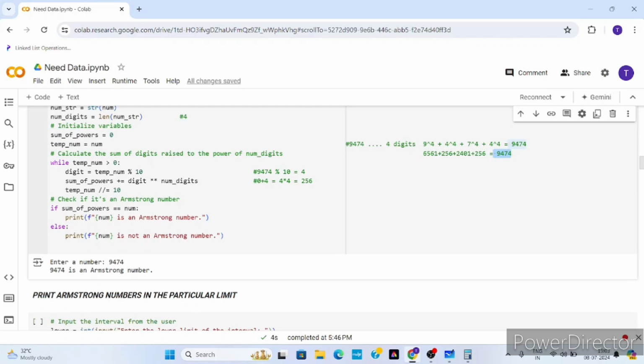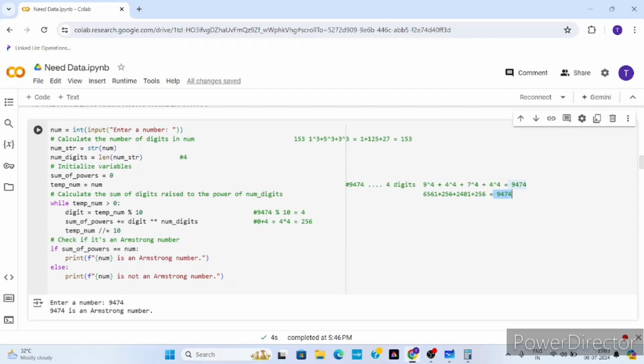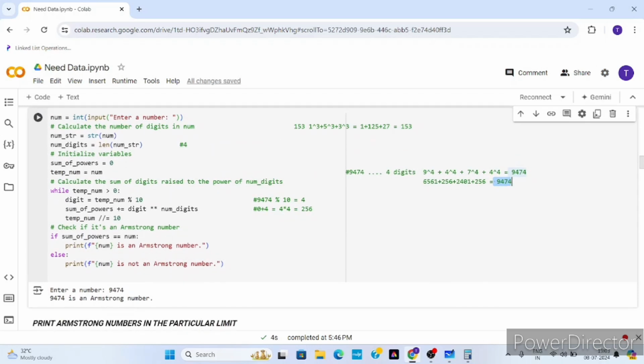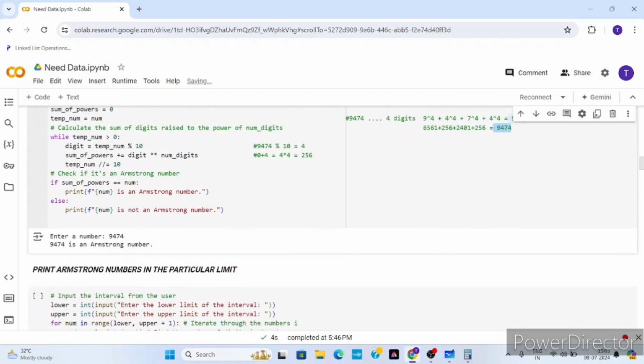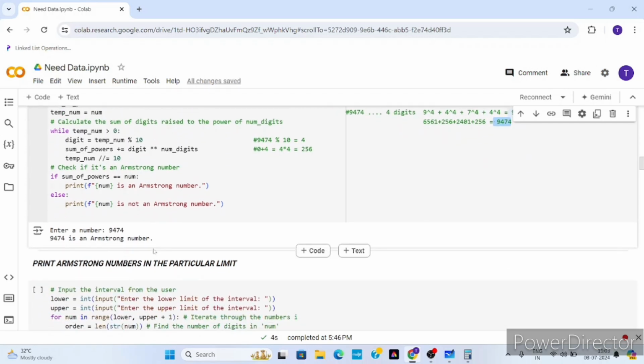Okay. Yeah. The next digit, and so on. If both values are the same, it is printed as an Armstrong number. If both are not the same, it is printed as not an Armstrong number.